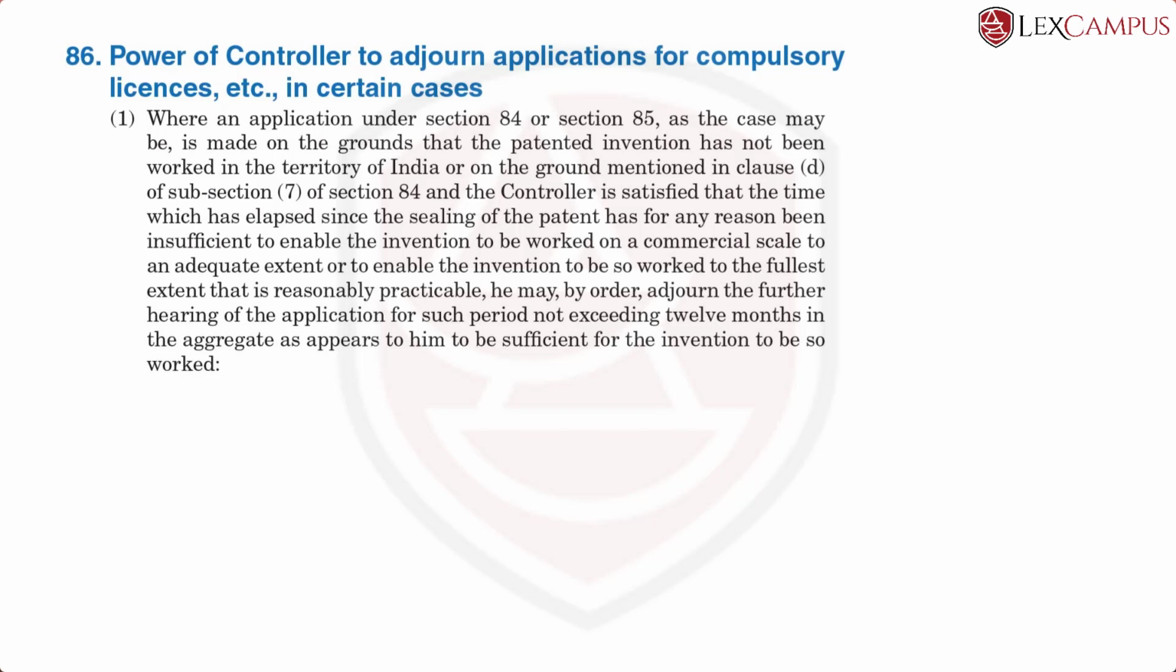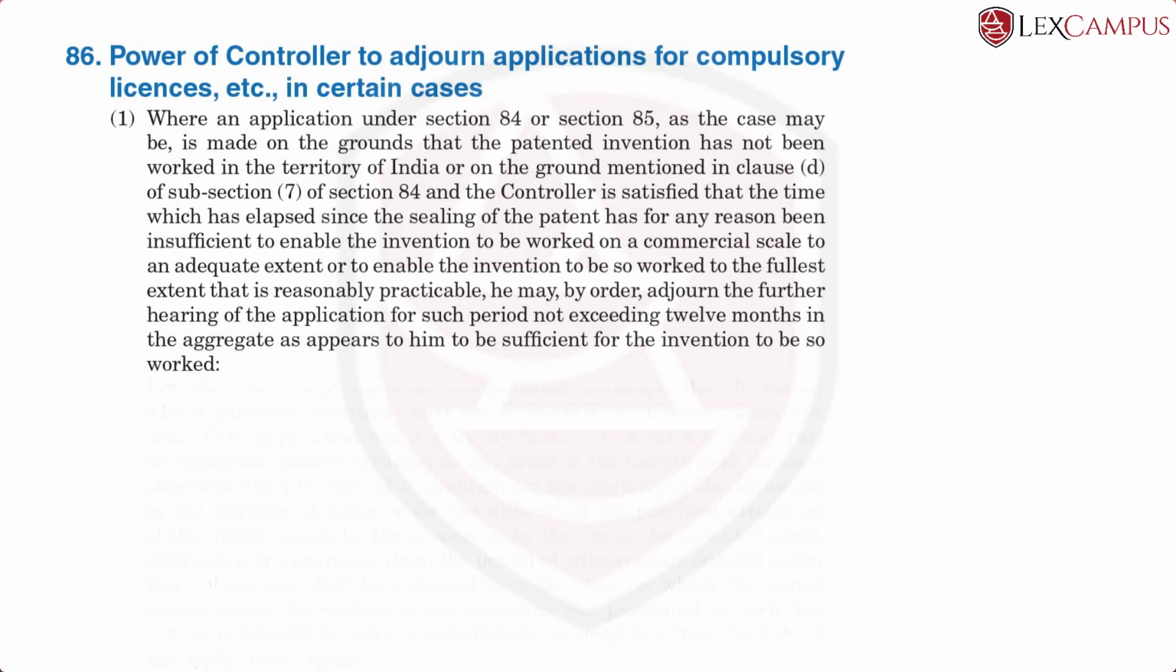be worked. Now if a compulsory license is sought solely on the ground that the patent is not being worked, now that's the sole ground. The only ground for preferring a compulsory license is that the patent is not being worked, and if such an application comes before the controller, the controller may adjourn, postpone the hearing of the application up to 12 months, by which the controller gives sufficient time for the patented invention to be worked. So the controller, rather than deciding the application and granting a compulsory license, under 86.1 has the power to extend the time for working the invention.